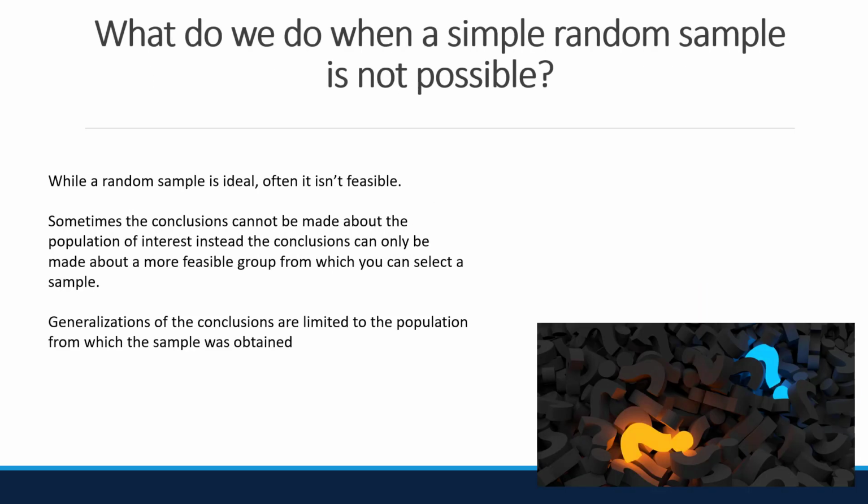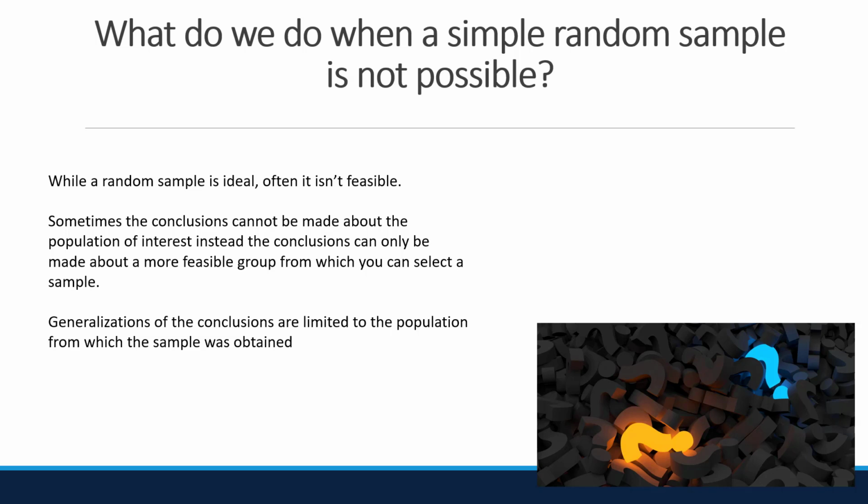What do we do when simple random sampling is not possible? While a random sample is ideal, often it isn't feasible. Notice that to take a random sample, we need a list of every member of the population. A list of the entire population may not be available.